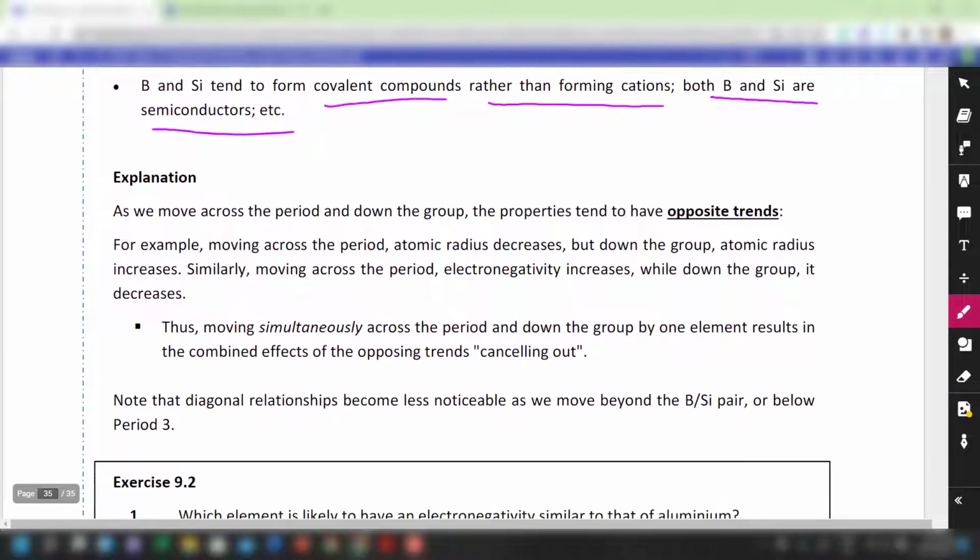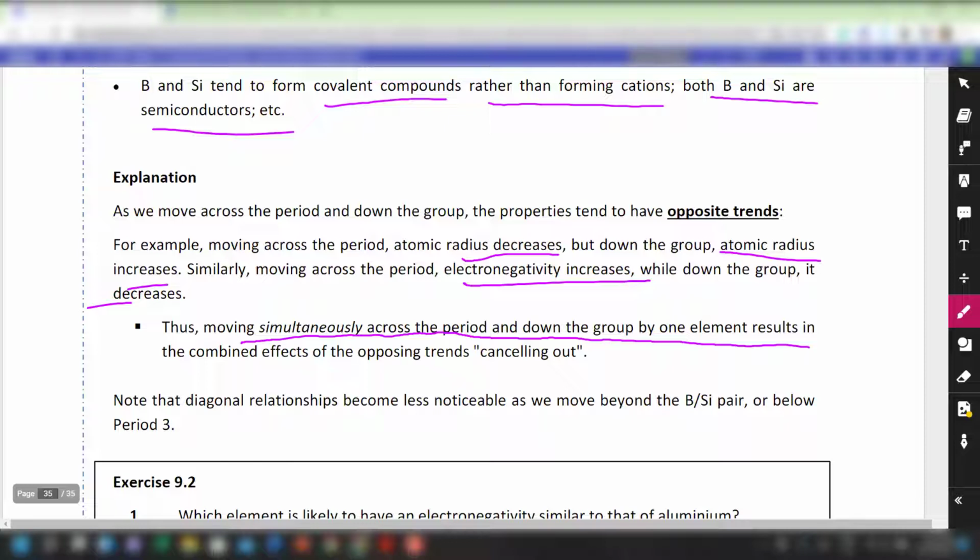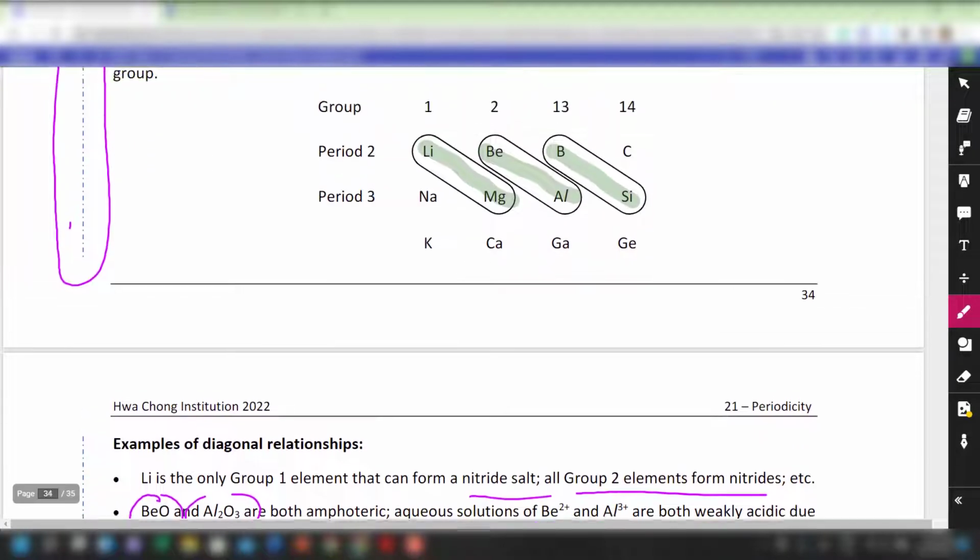The explanation below tells us an important fact. If you move across the period and down the group, the properties tend to have opposite trends. Across the period, atomic radius decreases, but down the group, atomic radius increases. Electronegativity increases across the period, but down the group it decreases. So if you simultaneously move across the period and down the group by 1 element, the combined effect partially cancels out, but it's not an entire cancellation. Do remember that it only works for these 3 pairs.